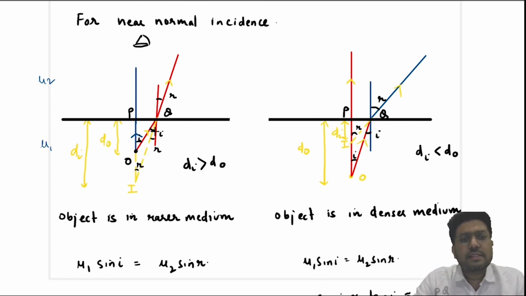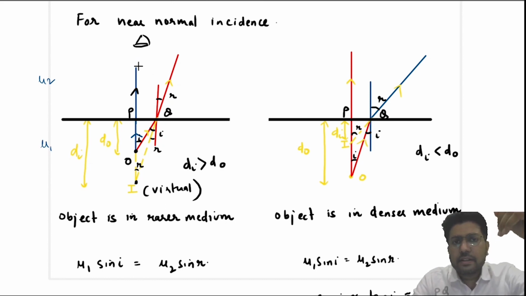So you will say the light ray will bend towards the normal, and this is the image formed. Why? Because this is the refracted ray, this is the refracted ray. It cannot intersect on this side, so the intersection is on this side, and it is virtually intersecting, so this image is a virtual image. That means when you look from the top, you will see that the object is not at this position but at this position.